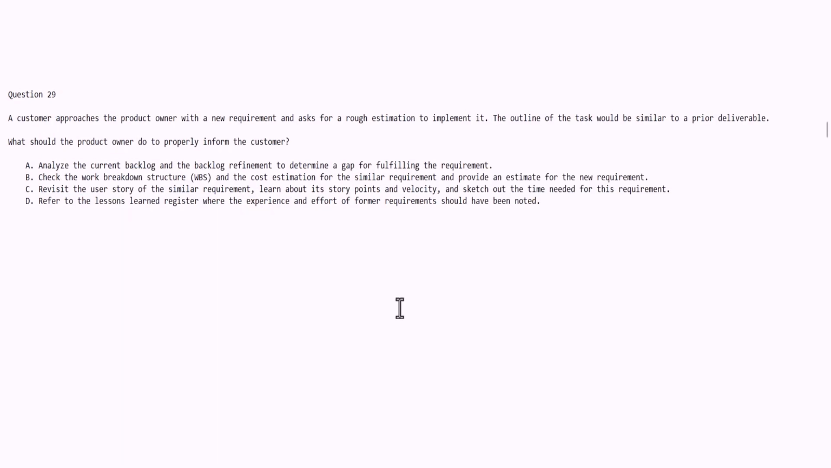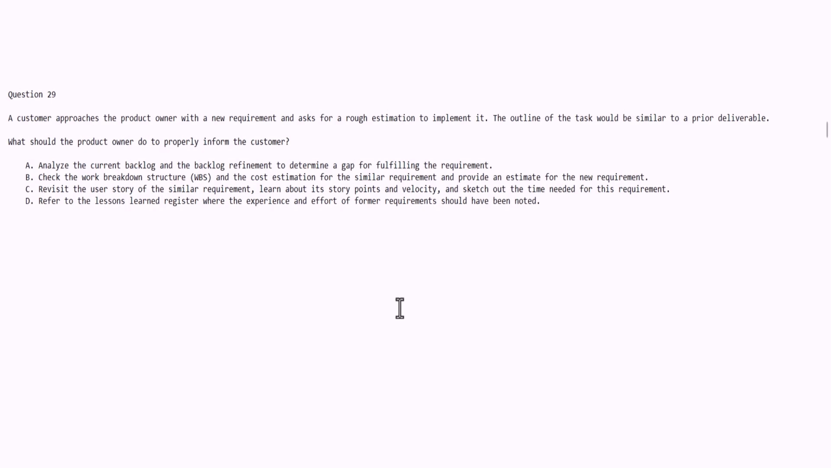Okay, so here we are with question number 29. Question number 29 states that a customer approaches the product owner with a new requirement and asks for a rough estimation to implement it. The outline of that task would be similar to a prior deliverable. So the question is, what should the product owner do to properly inform the customer?